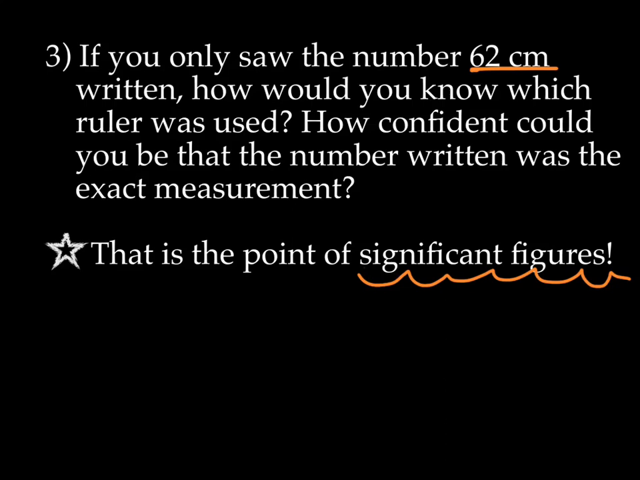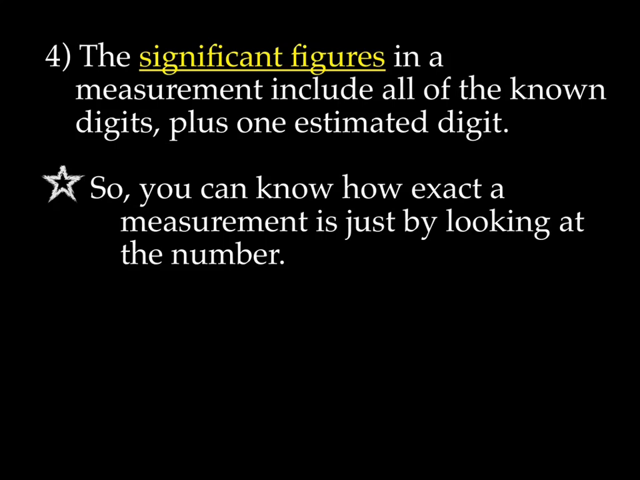Using significant figures allows a number to represent two important pieces of information. First, it allows for the numerical representation of the measurement, and second, the degree of confidence in that measurement. So when using significant figures, the significant figures in a measurement include all of the known digits, plus one estimated digit. For example, in our first measurement, we knew the 6, and we estimated the 2. So using significant digits, you can know how exact a measurement is just by looking at the number written down. If you're still confused, please don't worry about it. We've got more examples to come.